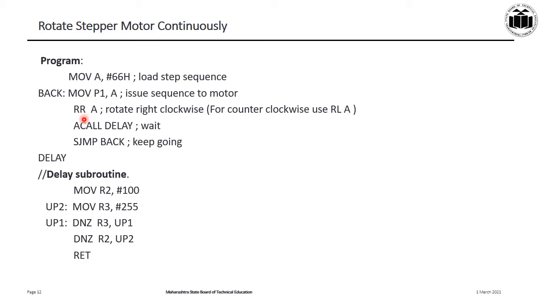This can be checked, but we are only loading the 4 bits in port 1 because only 4 pins of port 1 are used. Delay is called, and then this keeps rotating continuously. We can change the speed of the motor by changing the delay. For rotating anti-clockwise or counterclockwise, instead of rotate right accumulator, we can use rotate left accumulator. So we can compare that we have reduced the number of programming steps.